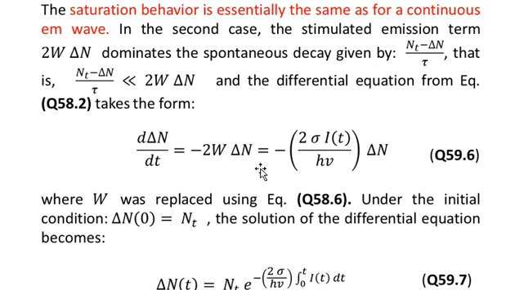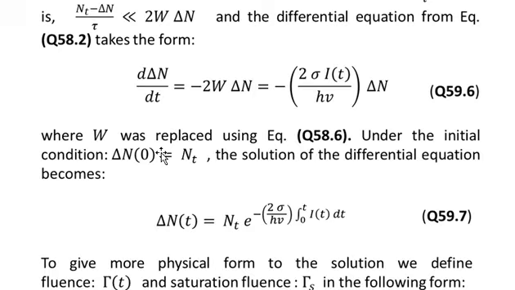Now this is the differential equation in delta n, where W was replaced using equation number 58.6, which I have just shown you. Under the initial condition, delta n at time t equal to 0 is equal to nt, where delta n is equal to n1 minus n2. This means that initially the population of the upper state level is 0 and the whole population was present in the ground state or the lower state. So delta n at time t equal to 0 is equal to the total population nt.